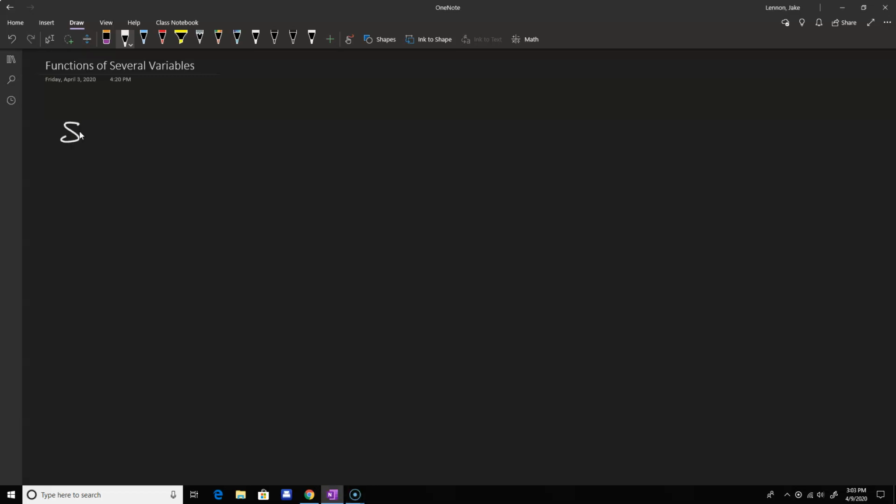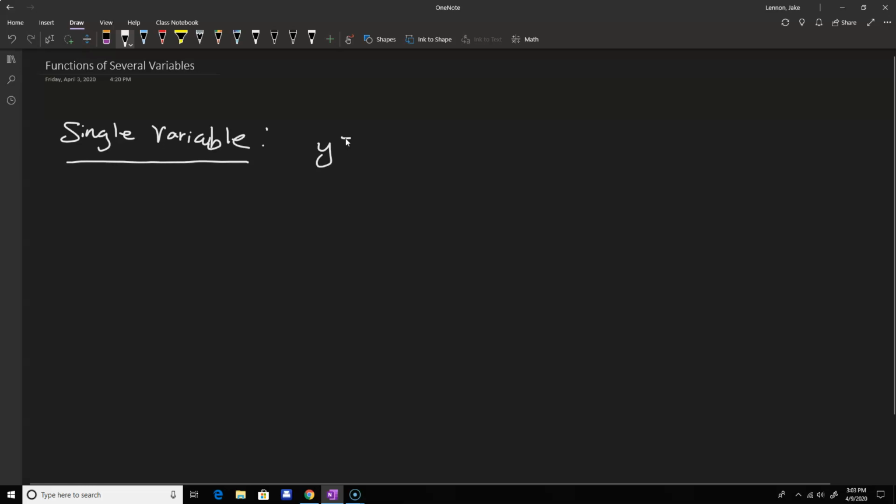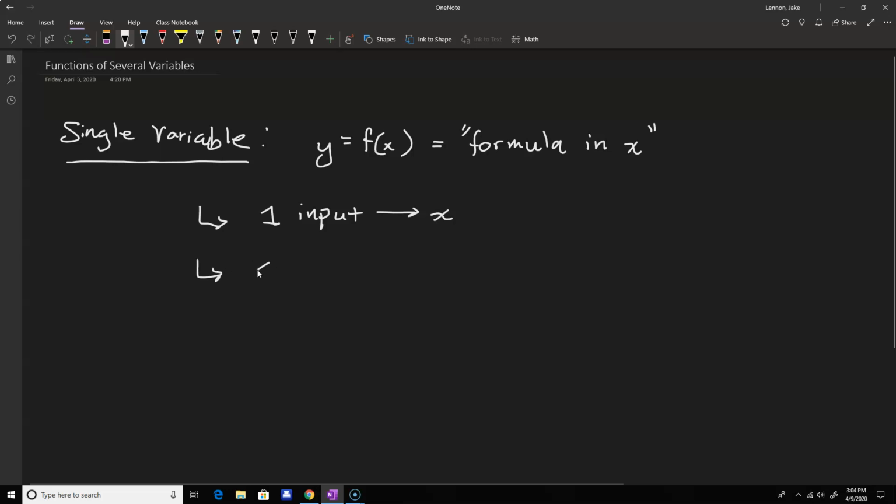If we talk about single variable functions that we've studied so far, what do those look like? They look something like y equals f of x. And typically that's some kind of formula with a bunch of other numbers and x. So I would say it's a formula in x. Okay, so this basically has one input variable or independent variable, x, and it has one output variable. And that output variable we talk about as y.